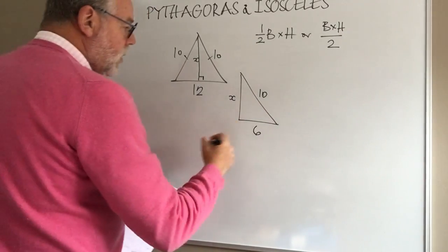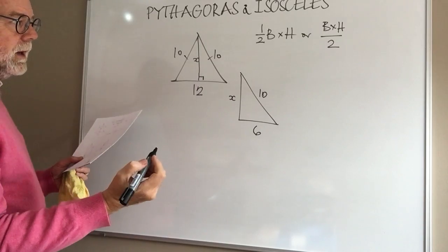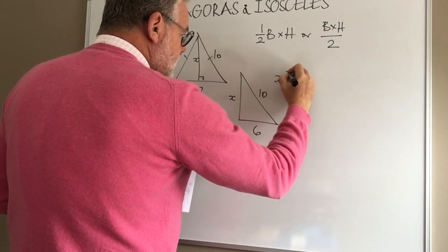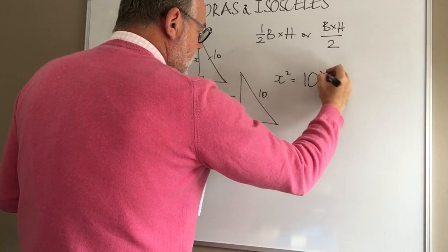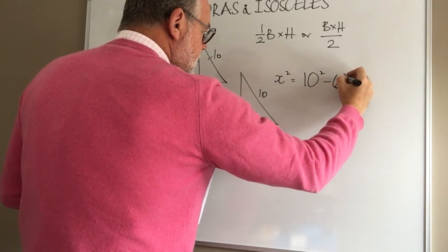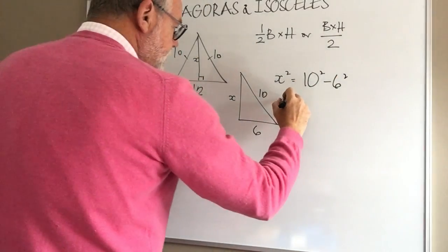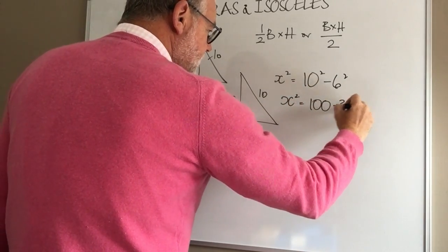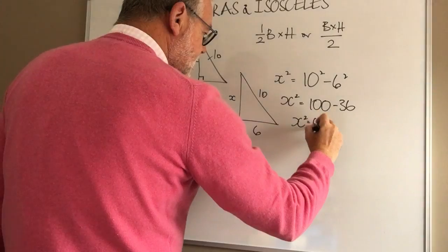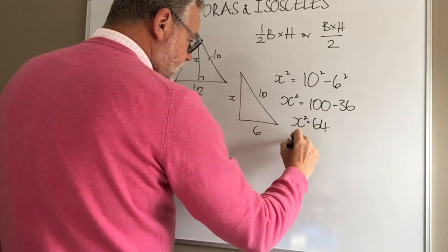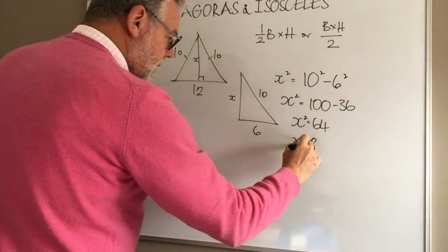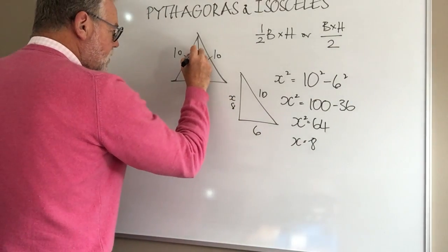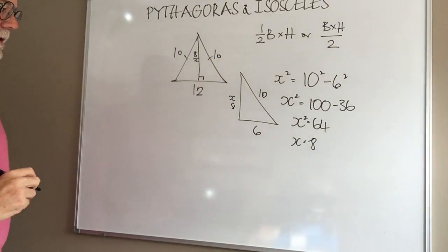So we know from our Pythagoras theorem, let's just keep that as, so x squared equals 10 squared, take away 6 squared, so x squared equals 100, take away 36, x squared equals 64. The square root of 64 means that x is equal to 8. So we can go back and we can put that information into our isosceles triangle.